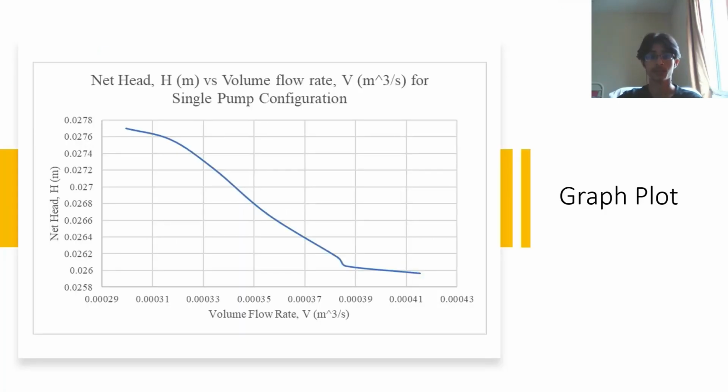Now, when we convert the data tables into graphs, first we will have a look at the net head versus volume flow rate for the single pump configuration. As we can analyze, the performance curve for a single pump shows that the pump head decreases as the flow rate increases. So we can conclude that the relationship is that the pump head does not correlate linearly with the flow rate when using one pump or a single pump.